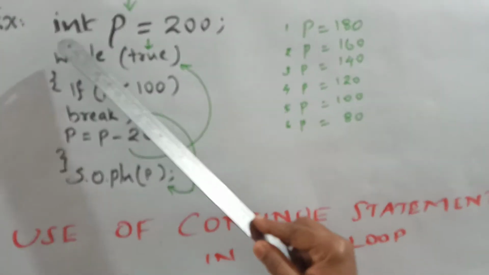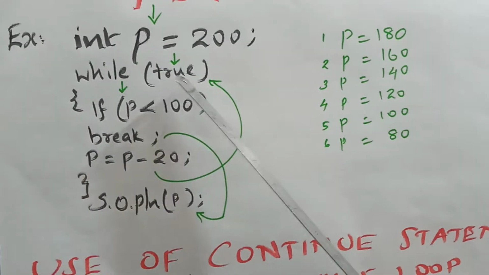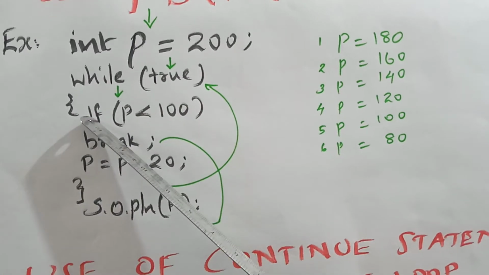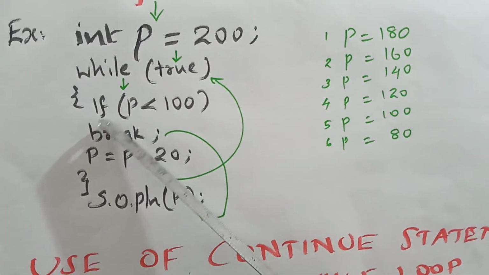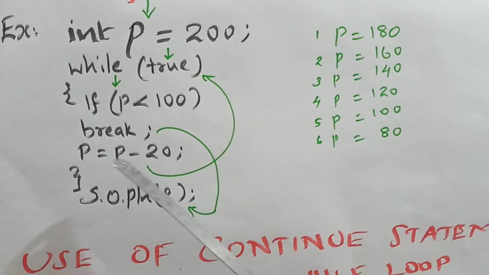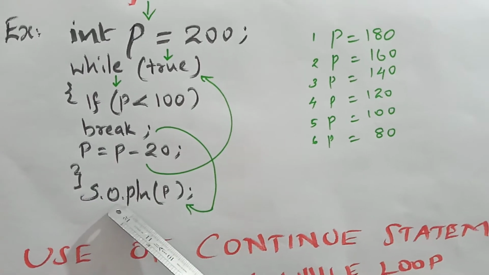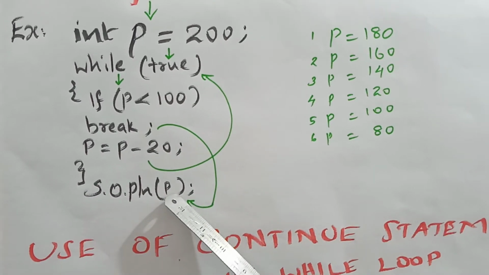Now we have initialized int p equal to 200, then while true, then open the body of the loop. You have to write if p less than 100, then break, p equal to p minus 20. Then close the curly bracket. Then you have to write System.out.println(p).